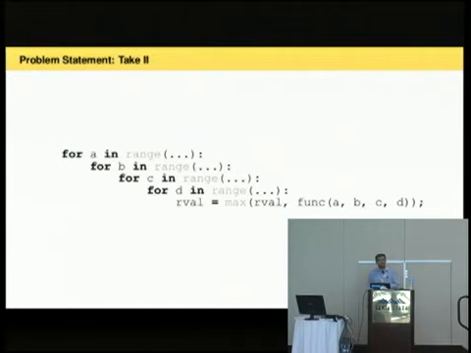That would give us the answer, right? Everybody agrees? Now, stated this way, I can simply unroll this loop. Now imagine in this case, A, B, C, and D have three possible values. How many times is the innermost loop invoked? 3 times 3 times 3 times 3, 81 times.